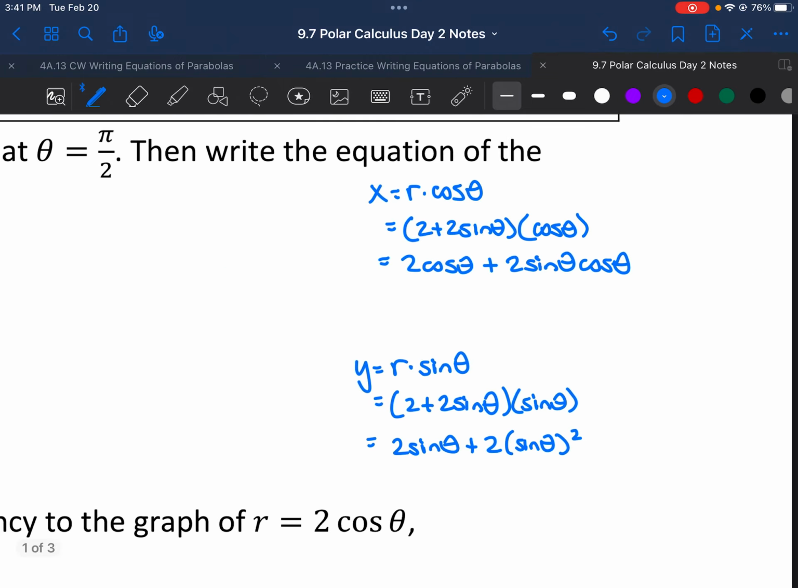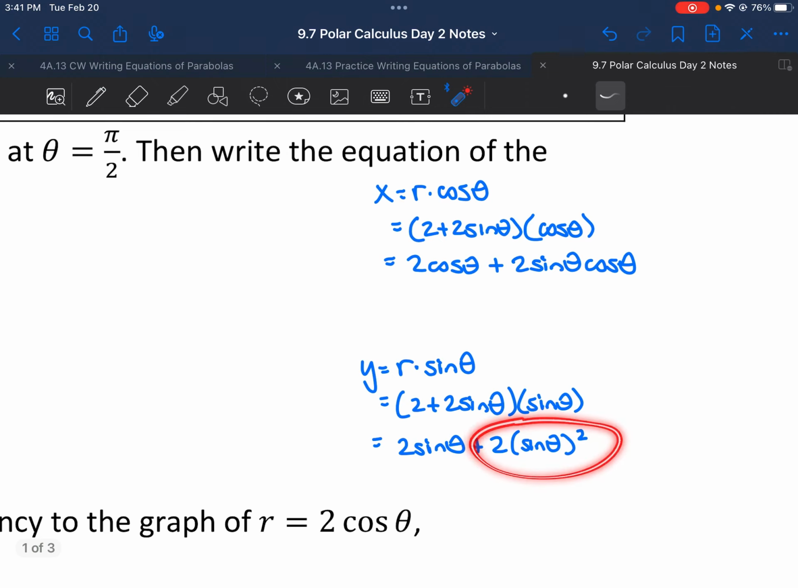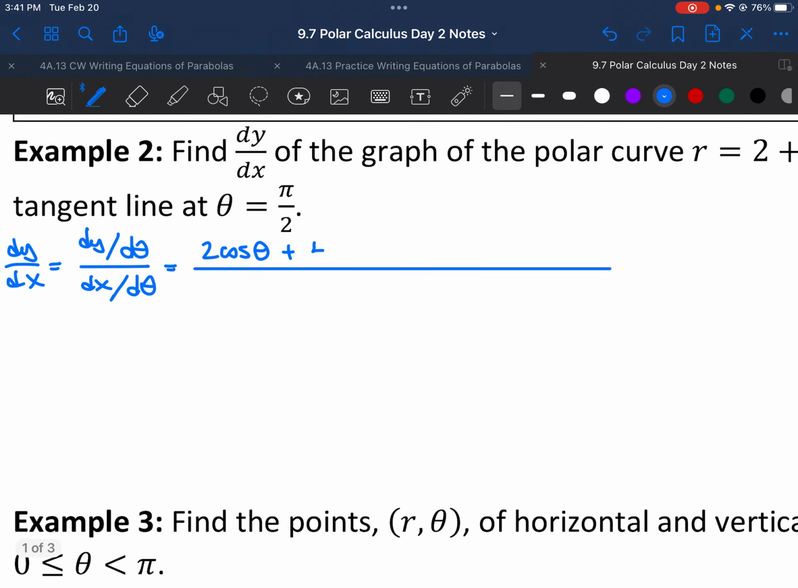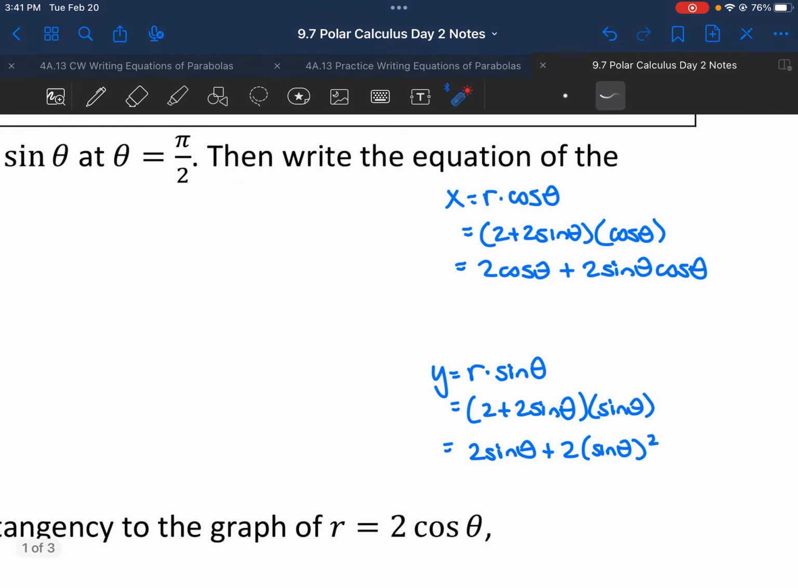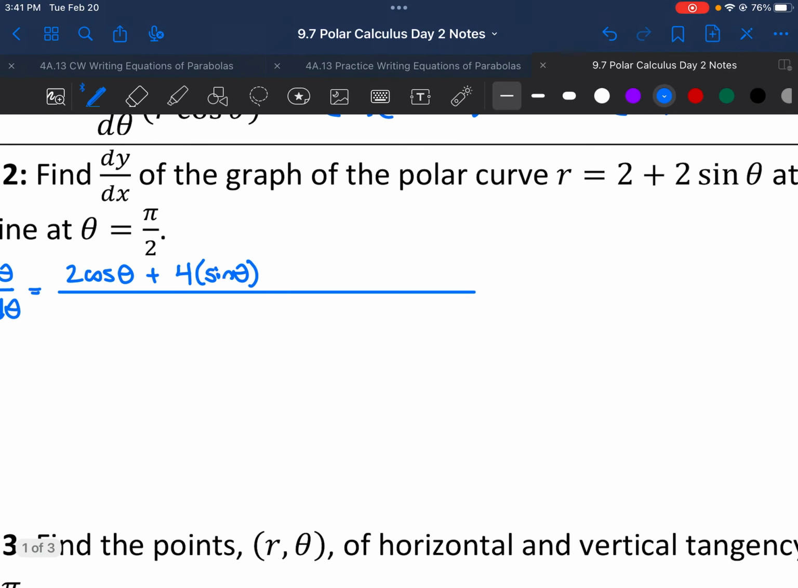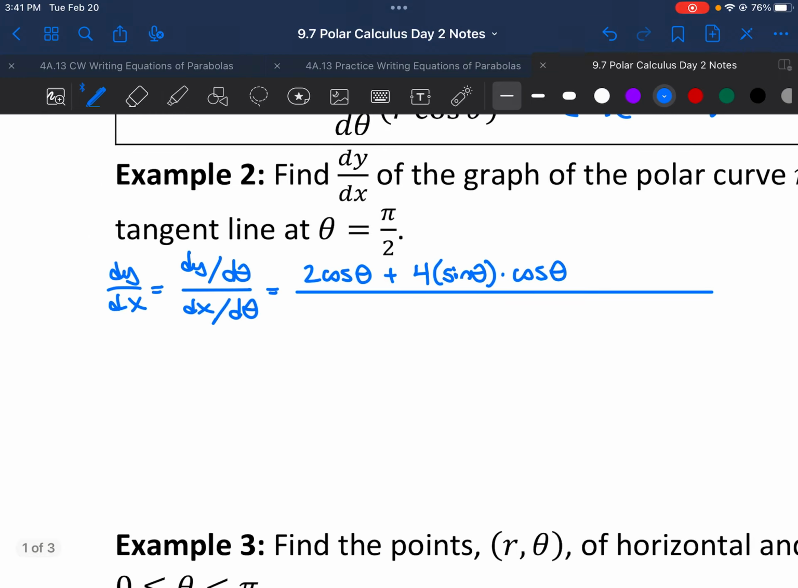plus the derivative of 2 sine of theta squared. Well, the inside function here is sine of theta, so this is going to be chain rule with power rule. 2 times 2, that's going to be 4. Keep the inside the same, sine of theta. Reduce the exponent down by 1. Then multiply by the derivative of the inside. Derivative of the inside is cosine. So 4 sine theta cosine theta. All right, so there's the derivative of y with respect to theta.